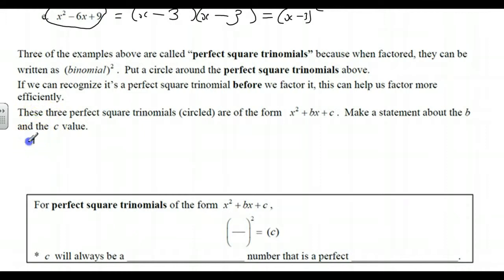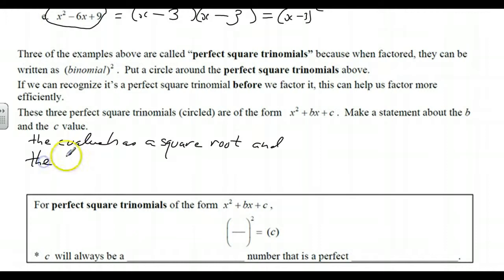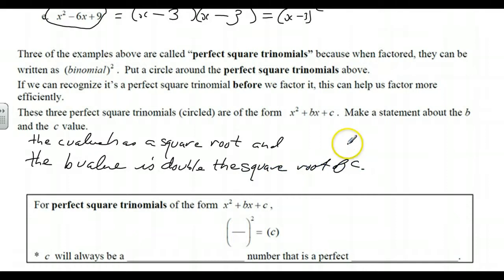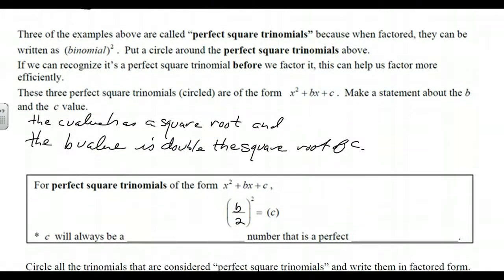So the C value has a square root, and the B value is double the square root of C. So for a perfect square trinomial of the form x squared plus bx plus c, if we take half the B value and square it, we'll get c. We're just sort of undoing this, right? B value is double the square root of c. So if we take double, we undouble it, we take half of the b value, and we square it, we will get the value of c.